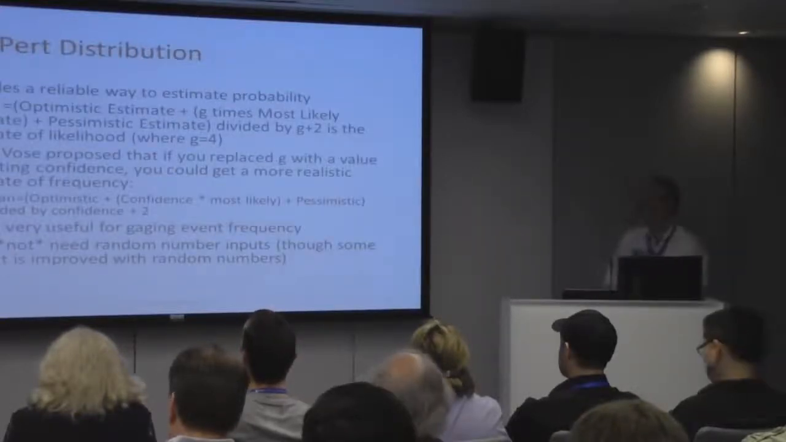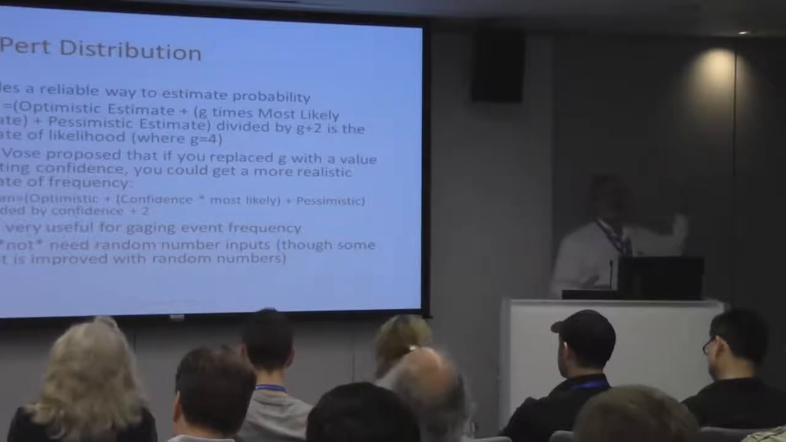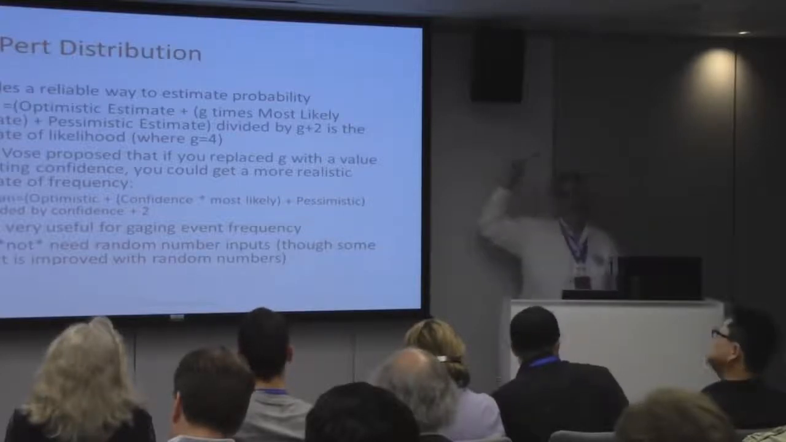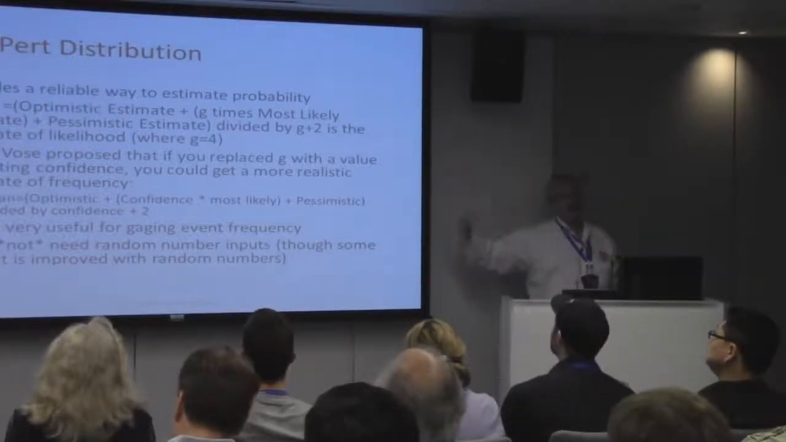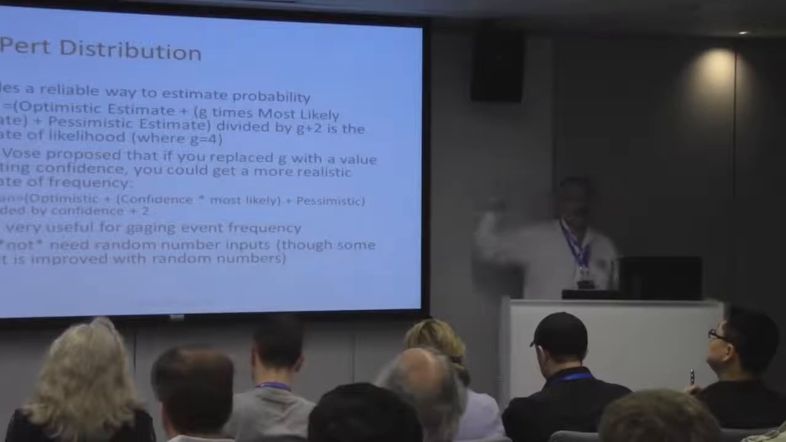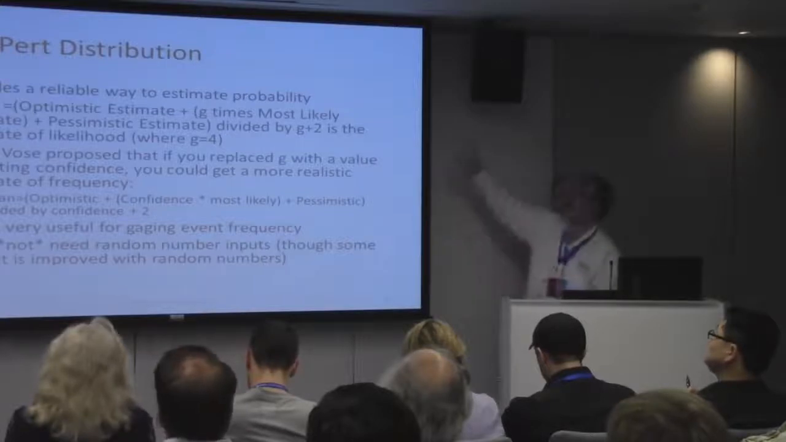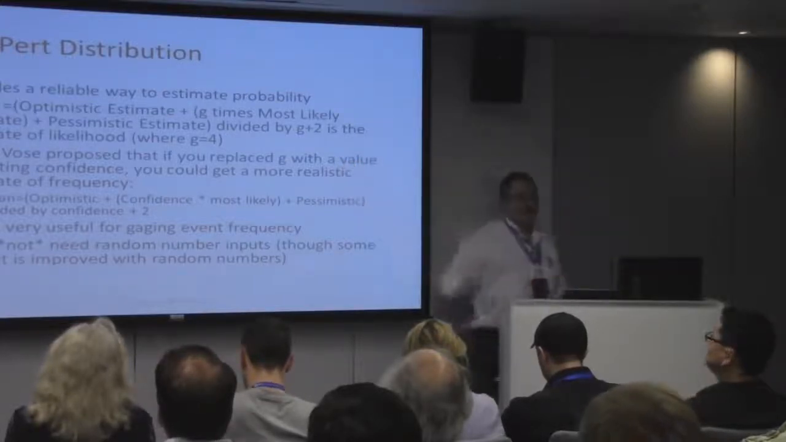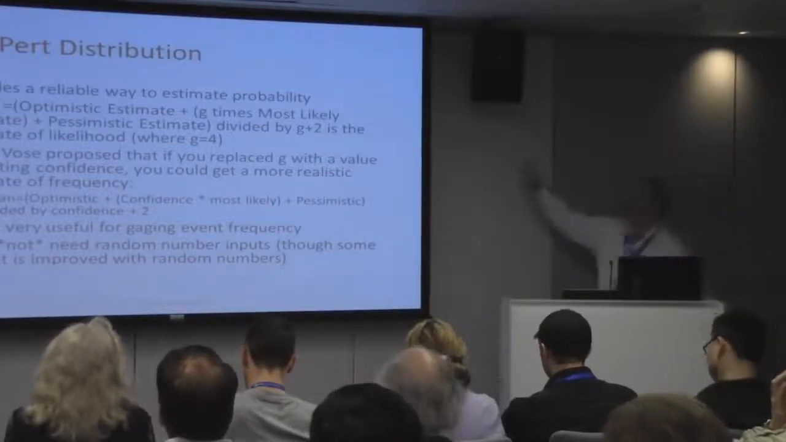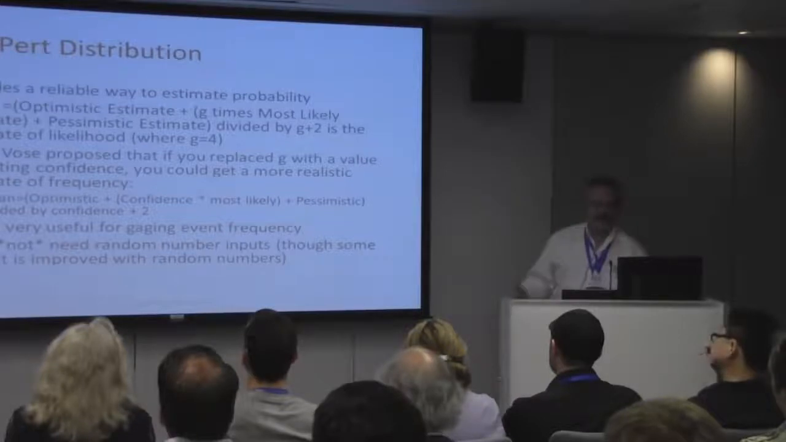So now with the beta-PERT. Beta-PERT provides a reliable way to estimate probability. It basically allows you to calibrate a mean differently than your classic average. It takes an optimistic estimate, added to G times the most likely estimate, added to the pessimistic estimate, divided by that same G plus 2 to get to the estimate of likelihood. In the classic PERT distribution, G is a constant, G is 4. Now, a lovely analyst by the name of David Rose proposed replacing G with a value indicating confidence, and you get a more realistic estimate of frequency.